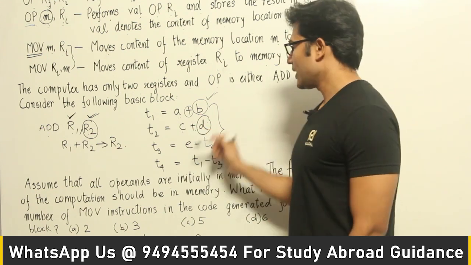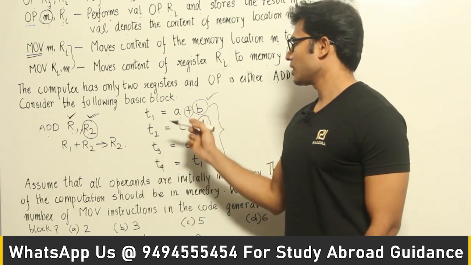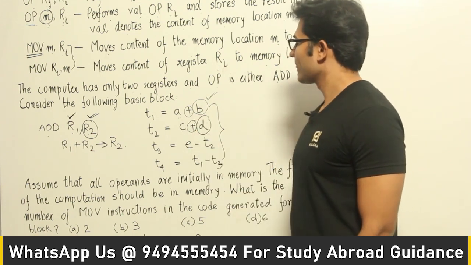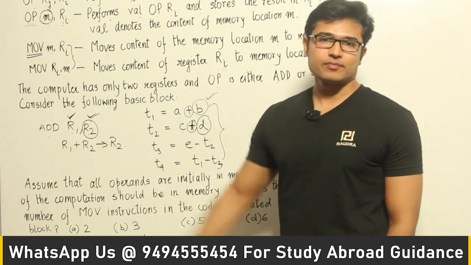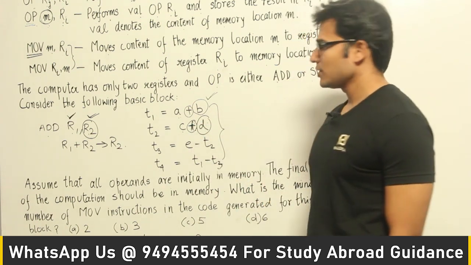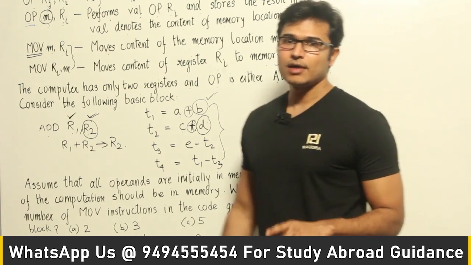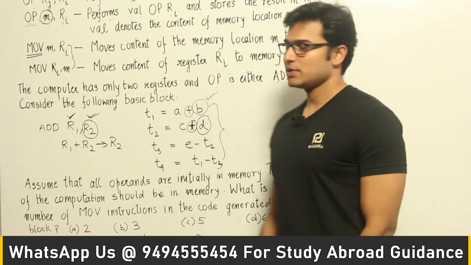Got it? So like that, you can move one of them using move, and the other one you can use as the operand itself, right? So this operator can be used in order to move them. And finally, whatever is the result, you will have to store it back. So definitely for storing the result back, you have to use one move, and let's try to minimize the other moves as much as possible.